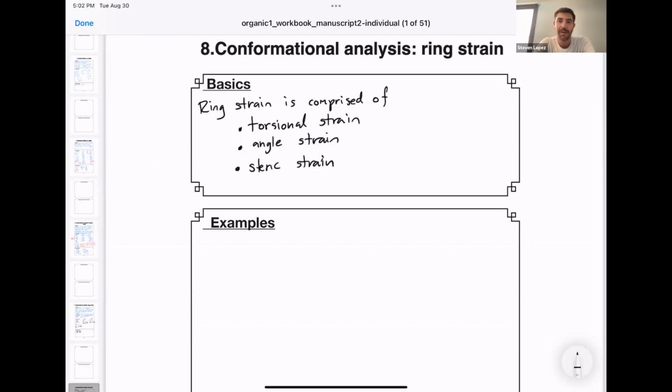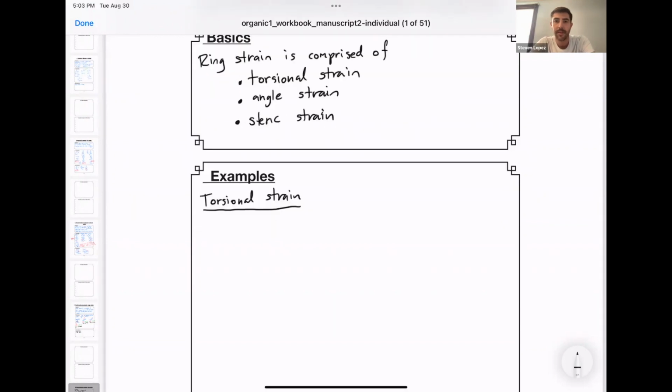Today, we're going to continue our conversation on conformational analysis and how there are several components that comprise ring strain. So first of all, ring strain can be broken down into three parts at least. The three most important are torsional strain, angle strain, and steric strain. In the previous episode, we covered angle strain, and today we're going to talk in general terms about how these three fit together. All right, so let's talk first about torsional strain.